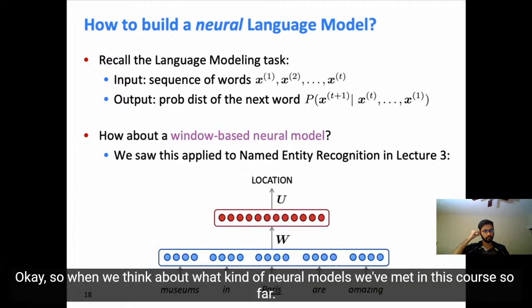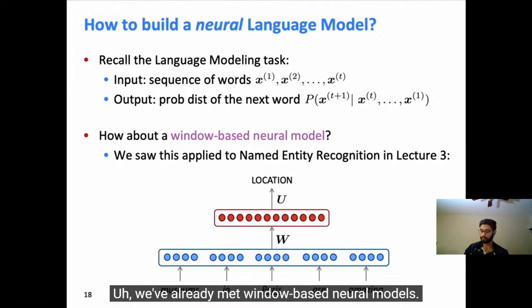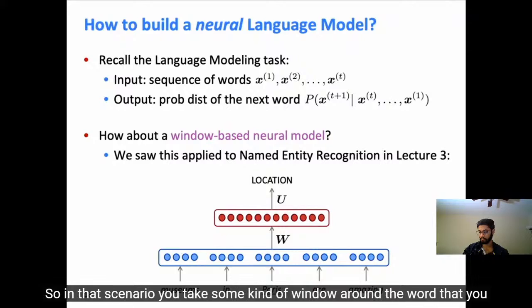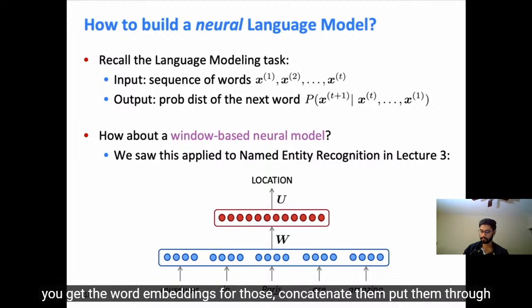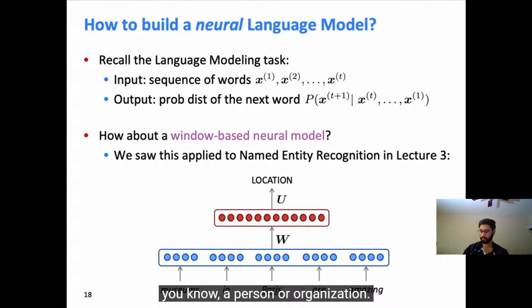Okay, so when we think about what kind of neural models we have met in this class so far, we've already met window-based neural models. And in lecture 3, we saw how you could apply a window-based neural model to named entity recognition. In that scenario, you take some kind of window around the word that you care about, which in this example is Paris, and then you get the word embeddings for those, concatenate them, put them through some layers, and then you get your decision, which is that Paris is a location, not a person or an organization. So that's a recap of what we saw in lecture 3.